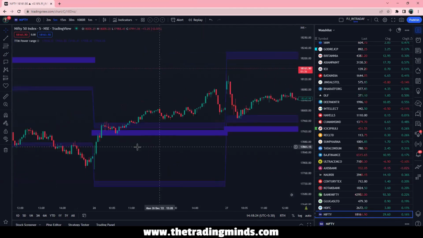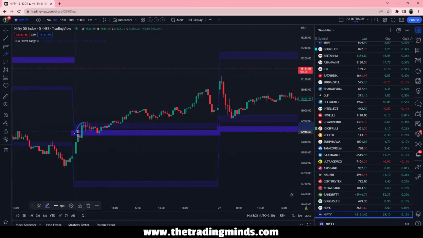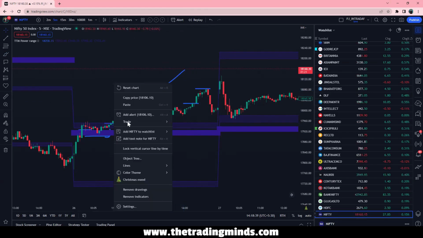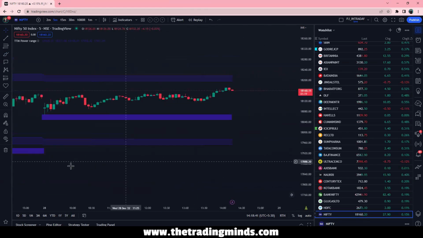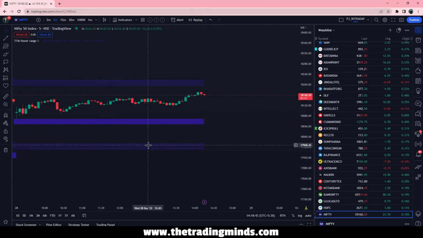Similarly, if I go to the day before, there's a breakout happening here. So I would have taken an entry here and placed my stop loss here. See the risk, only this much, and see the reward: 1:1, 1:2, 1:3, 1:4, and 1:5 risk to reward. So this is possible when you follow any strategy.